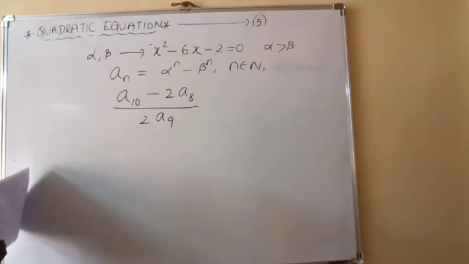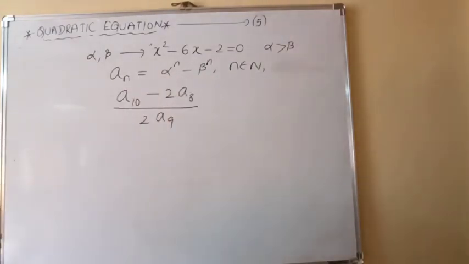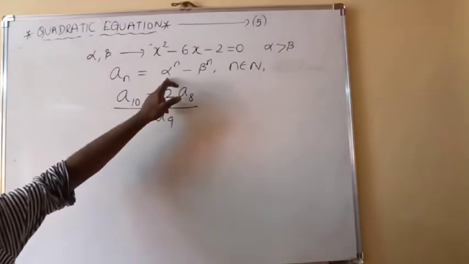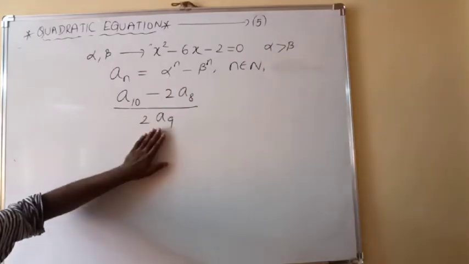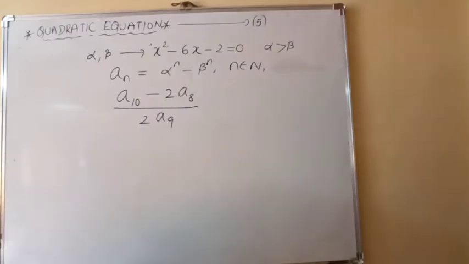This is an defined. That means a10, what you will get? Alpha power 10 minus beta power 10. a8, what you will get? Alpha power 8 minus beta power 8. a9, what you will get? Alpha power 9 minus beta power 9. So don't panic here.